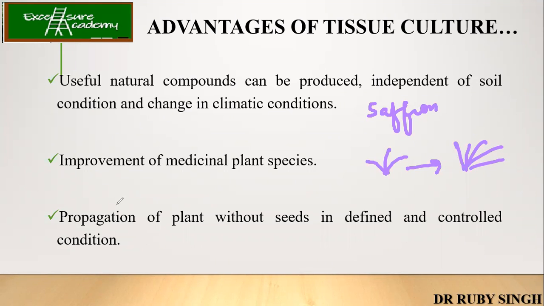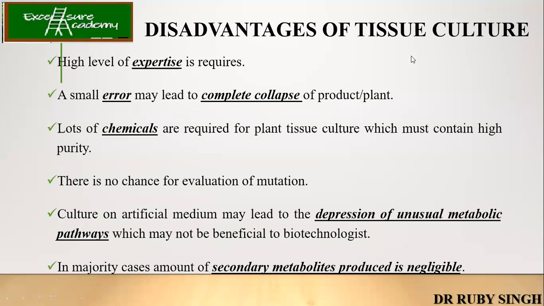Okay. Now next, propagation of plants with seeds in defined and controlled conditions. So even this can be done. You must have seen that many watermelons are there with no seeds. So these kinds of improvements have already been done. Similarly, many other improvements can be done depending on the requirement in the market.